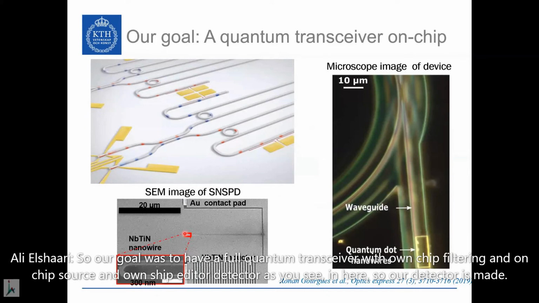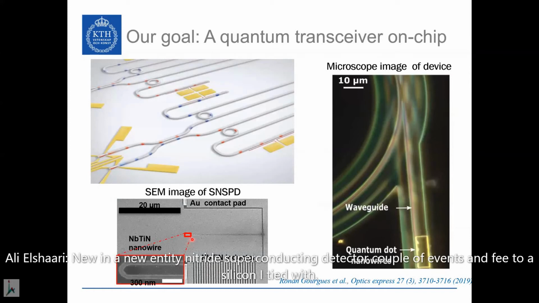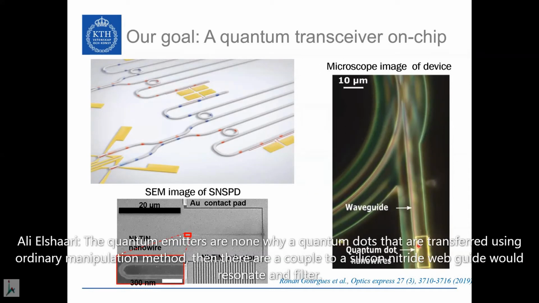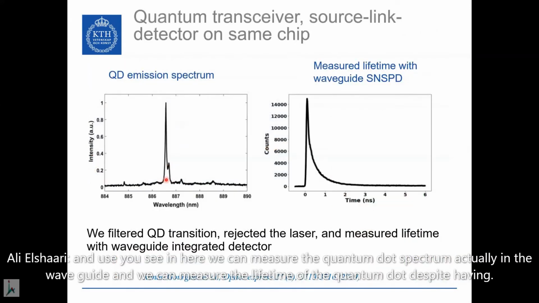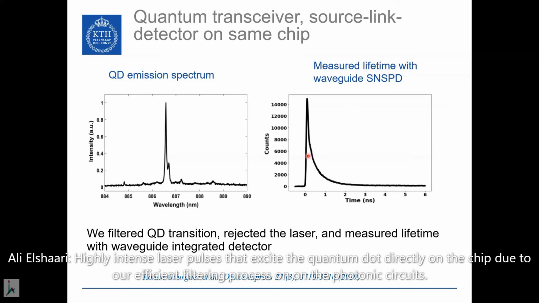Our goal was to have a full quantum transceiver with on-chip filtering and on-chip source and on-chip detector, as you see in here. So our detector is made of niobium titanium nitride superconducting detector coupled evanescently to a silicon nitride waveguide. The quantum emitters are nanowire quantum dots that are transferred using our nanomanipulation method. Then they are coupled to a silicon nitride waveguide with a ring resonator filter. And as you see in here, we can measure the quantum dot spectrum actually in the waveguide, and we can measure the lifetime of the quantum dot despite having the highly intense laser pulses that excite the quantum dot directly on the chip, due to our efficient filtering process on the photonic circuit.